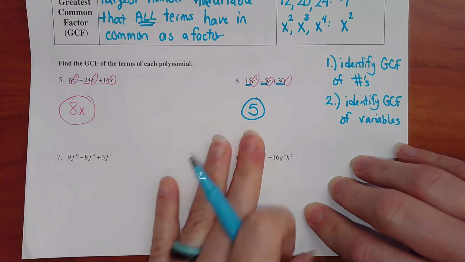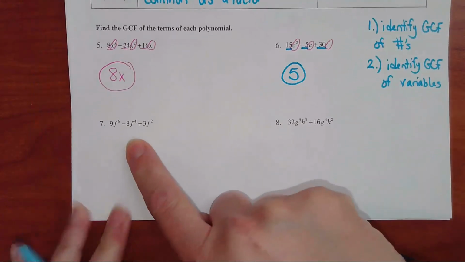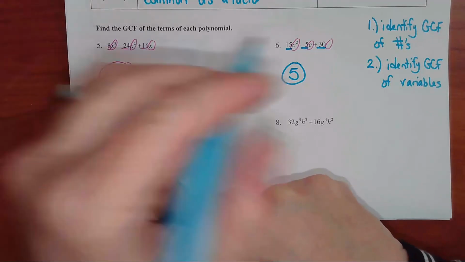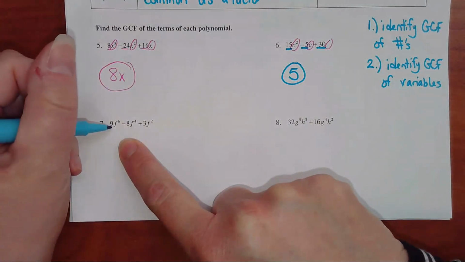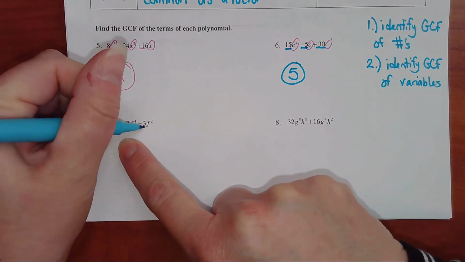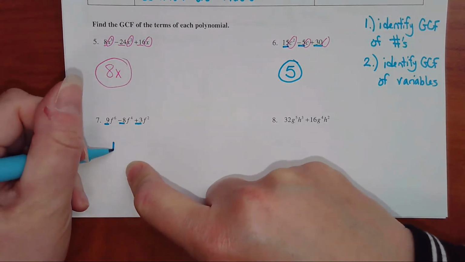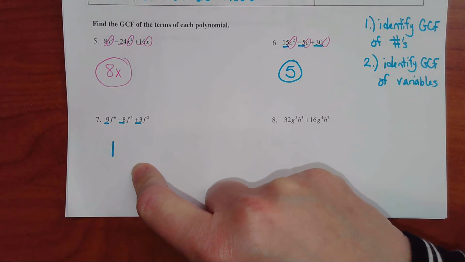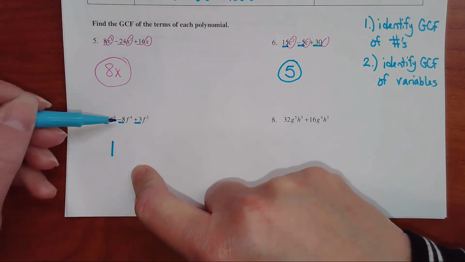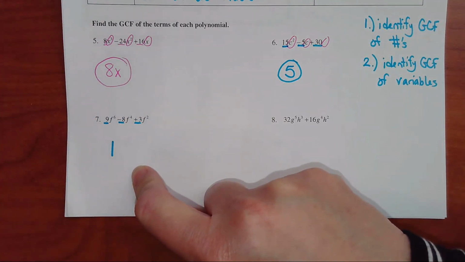If you don't have all of the terms with the same variable, you cannot put a variable with it. So just 5. Number 7 here. Identify the GCF of the numbers. I have a 9, an 8, and a 3. The largest number that divides evenly into all of those is a 1. That's it. 1's the only thing. Because they're all, well, 3, it's only a 1 and a 3 that divides evenly into it, and an 8, obviously, that won't work.